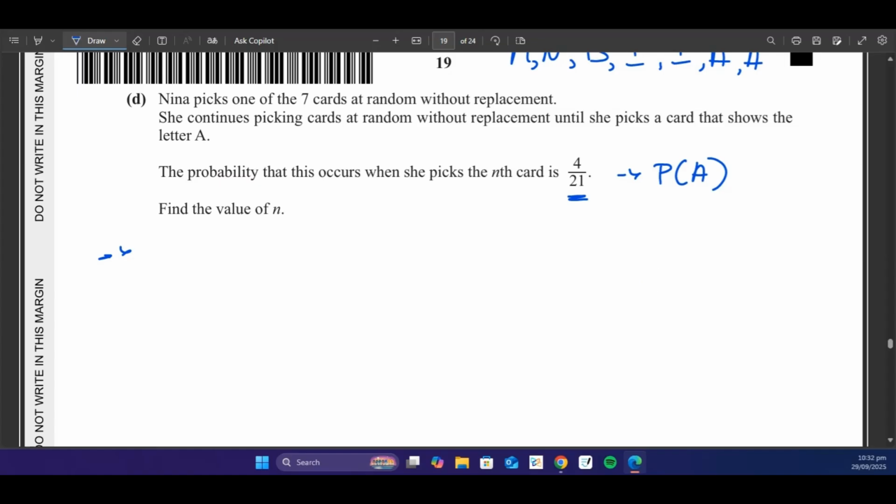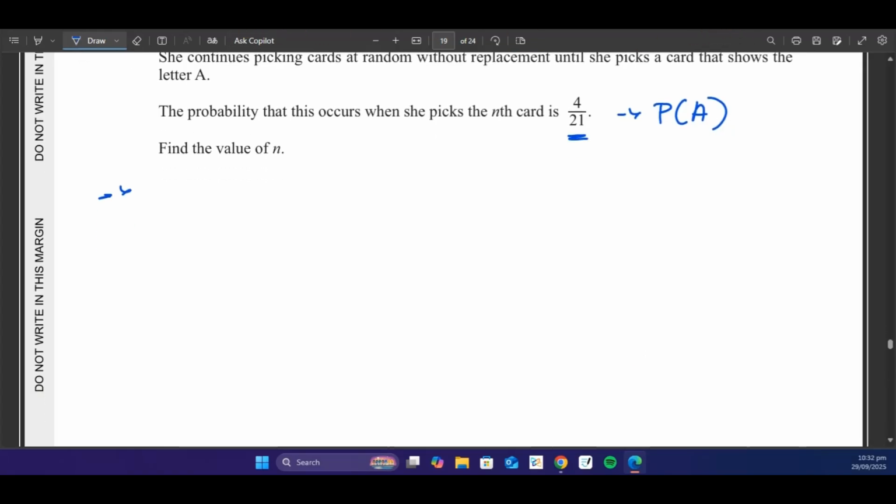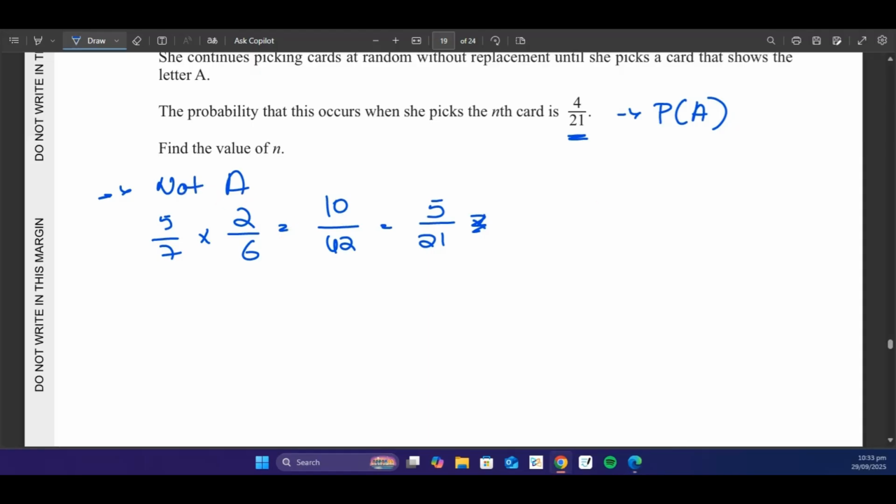She picks up one of the cards at random without replacement. She continues picking cards at random without replacement until she picks a card that shows the letter A. Find the probability that this occurs when she picks the nth card. So this should be A. First we find the probability that the card is not A. Not A would be 5 over 7, into 2 over 6, which is 10 over 42, which would be 5 over 21. So the probability of not being A is 5 over 7, and the probability of A is 2 over 6.